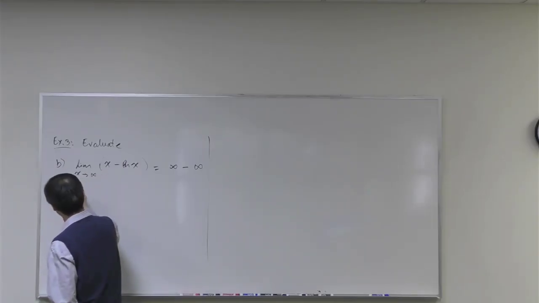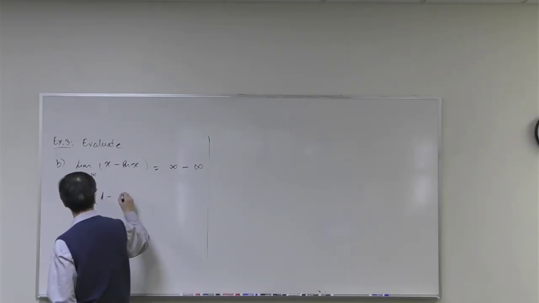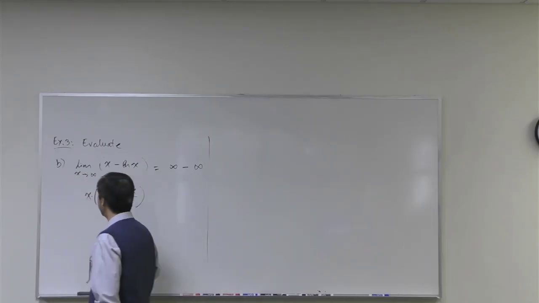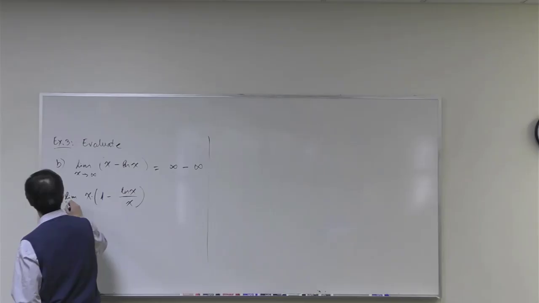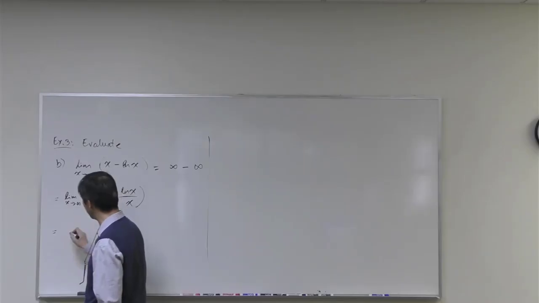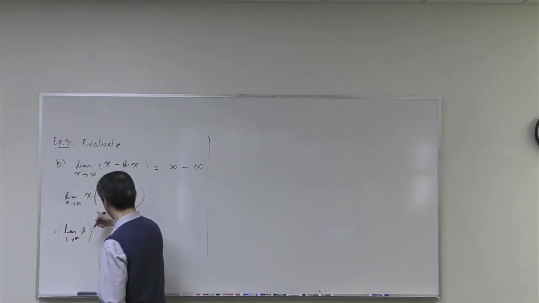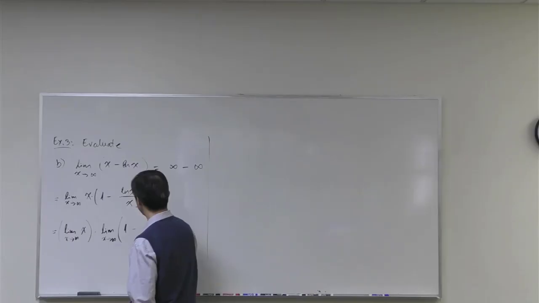With this one right here, we can factor out the x, making it x times the parentheses of 1 minus natural log of x over x. Are you guys following that? Okay. Then take the limit as x goes to infinity. The limit laws allow us to take one separate limit on the x, which is easy to find, and then multiply it with the separate limit of 1 minus natural log of x over x.